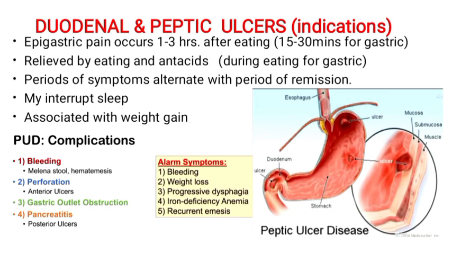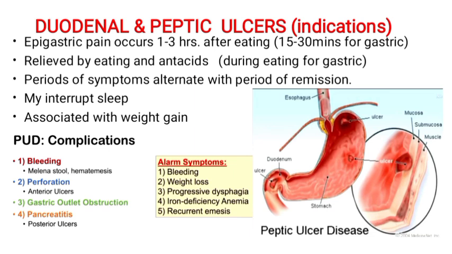During eating, the pyloric sphincter is closed. Therefore, there is no passage of food into the duodenum, no passage of food that will cause pain in the duodenum during eating. A patient with a duodenal ulcer will not experience pain during eating, but will experience pain several hours after eating. Periods of symptoms alternate with periods of remission, and the pain may also interrupt sleep.